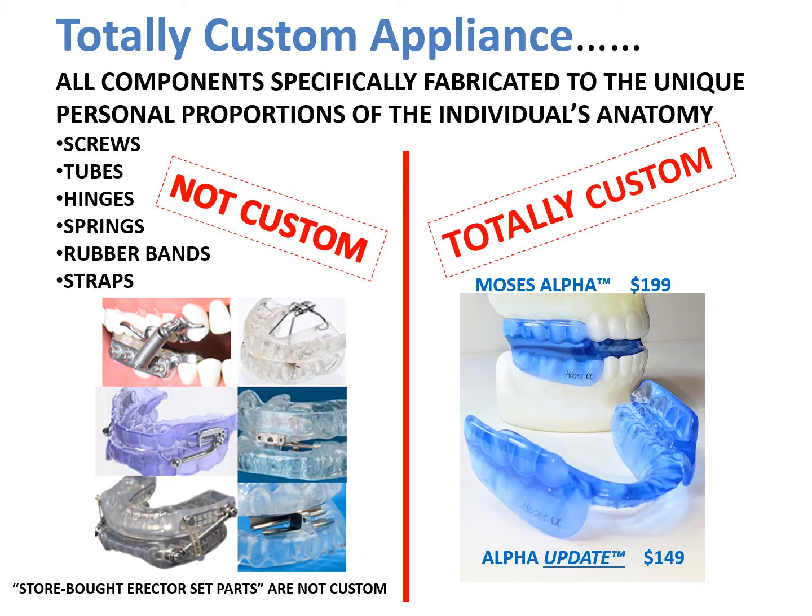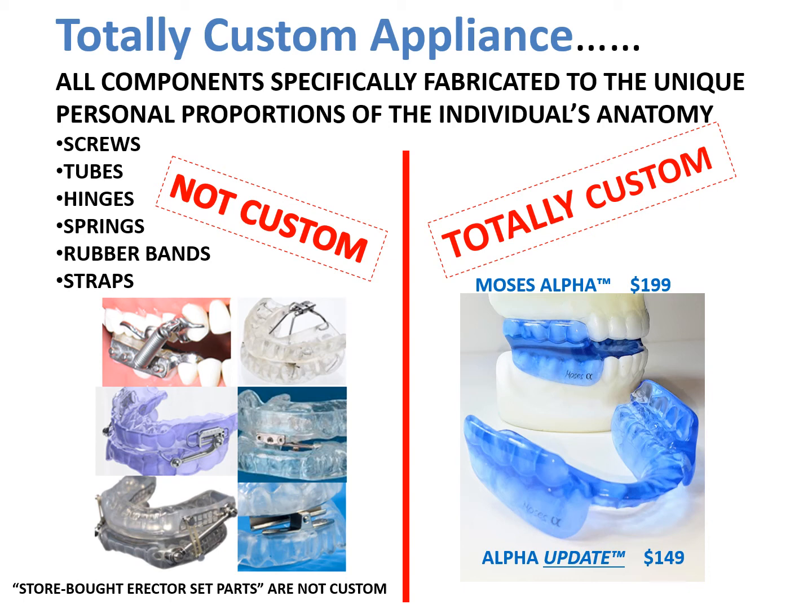Let's talk about custom. In a custom appliance, all components are specifically fabricated to the unique personal proportions of the individual's anatomy. Screws, tubes, hinges, springs, rubber bands, and straps are not custom, as you can see in all those pictures. Basically, they're store-bought erector set parts, which are not custom. Custom-made shoes, custom-made suits fit better, they look better, and they feel better. Non-custom sleep appliances cost way more. They don't look better, and they don't feel better in the mouth.